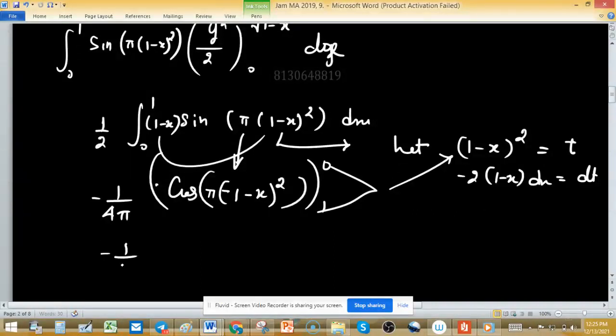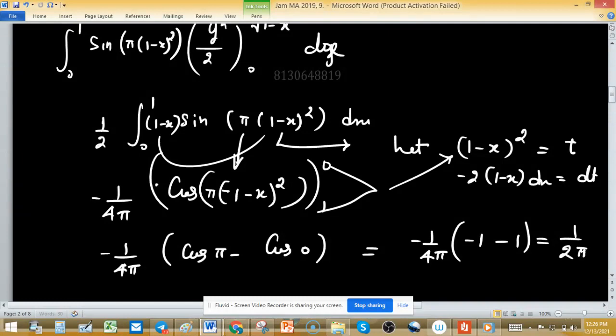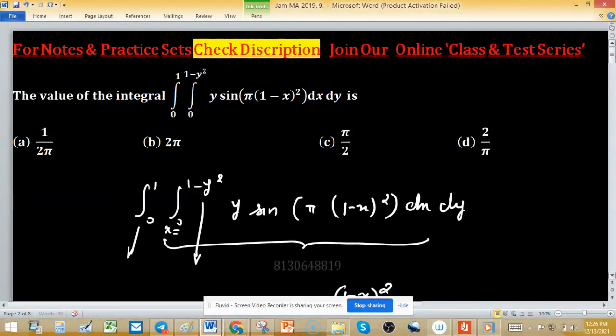So minus 1 upon 4 pi, cos pi minus cos 0, and this value is equal to minus 1 upon 4 pi times minus 1 minus 1. So 1 upon 2 pi. Which option is giving 1 upon 2 pi? Option A is correct.